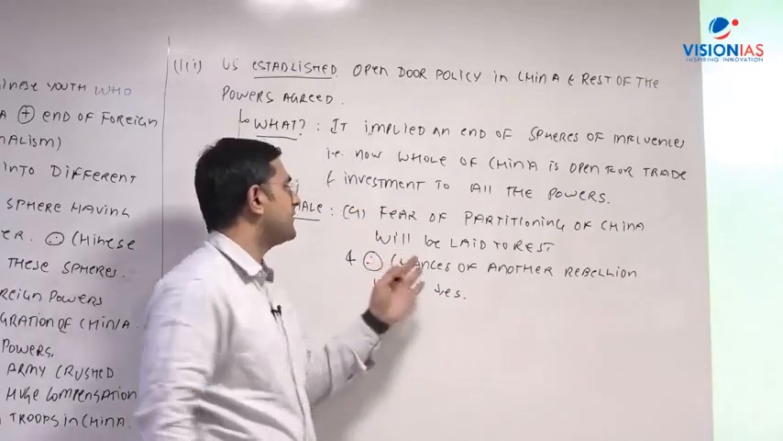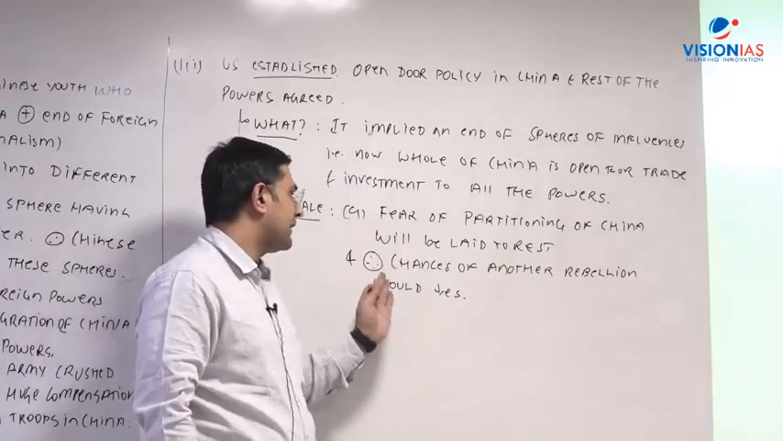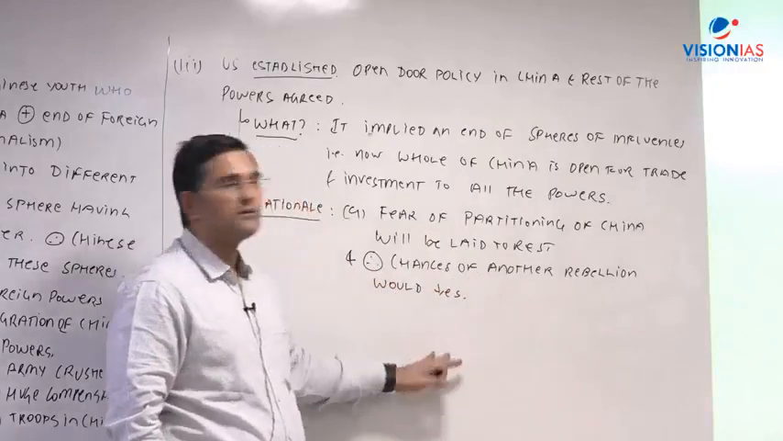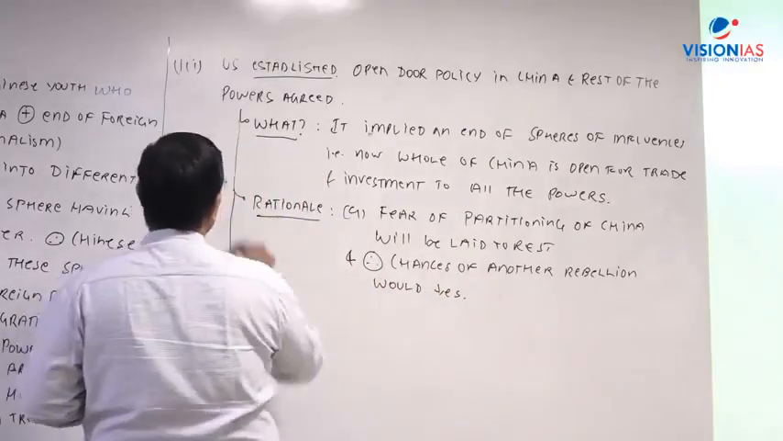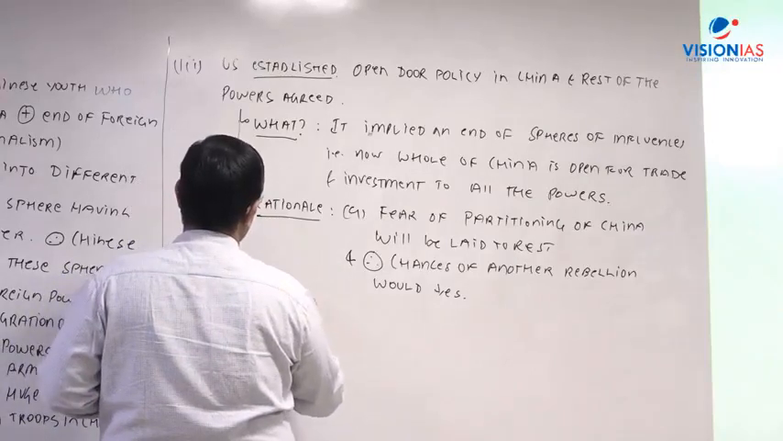So the fear of partitioning of China will be laid to rest, and therefore the chances of another rebellion would decrease. So this is the rationale for the US. Second aspect is, what is the result or what is the impact?